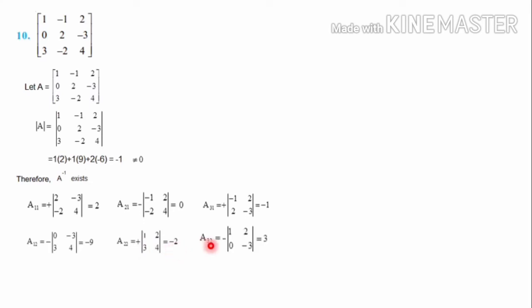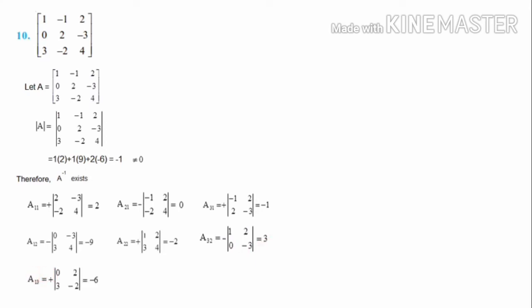Next is A32, that is the third row second element. The third row second element is minus 2. That particular row and column are gone. 1, 2, 0, minus 3 are the elements. When you go for the calculation you will get the answer as 3.